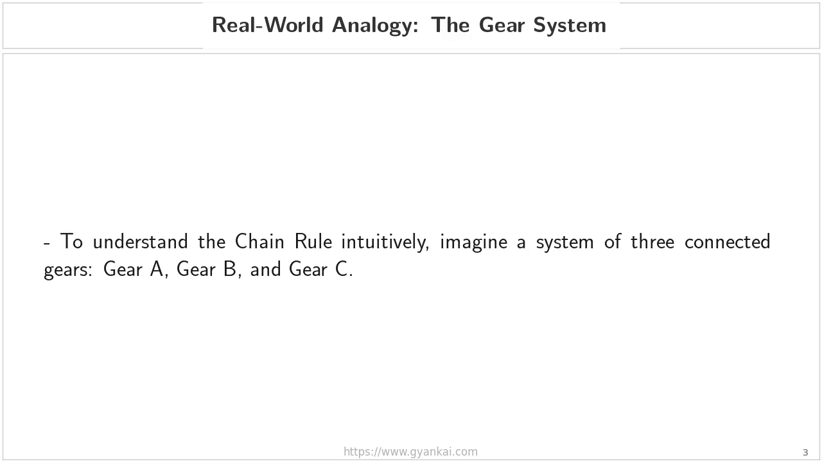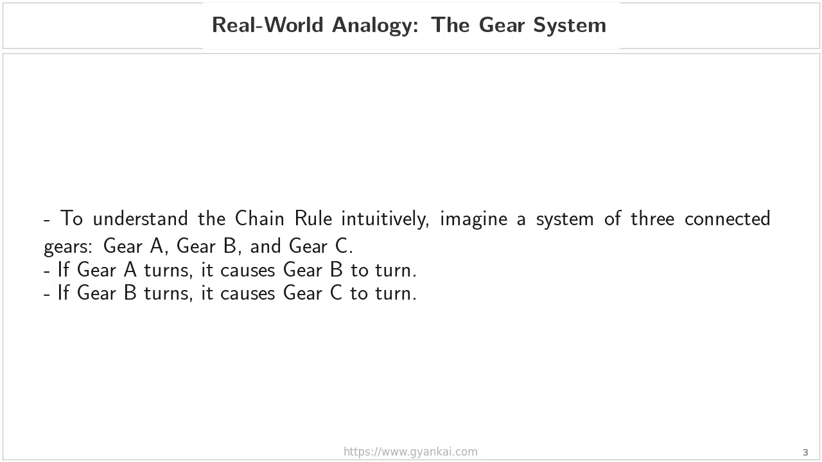Real-world analogy, the gear system. Now that we have looked at the formal definition and the mathematical formula for the chain rule, let's take a moment to understand the intuition behind it, so it feels less like a formula and more like a logical process. To visualize this, imagine a mechanical system consisting of three connected gears: Gear A, Gear B, and Gear C. In this system, the movement is sequential. If you turn Gear A, it causes Gear B to turn. Subsequently, as Gear B turns, it causes Gear C to turn.